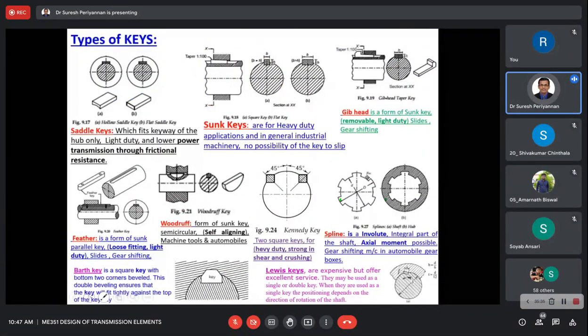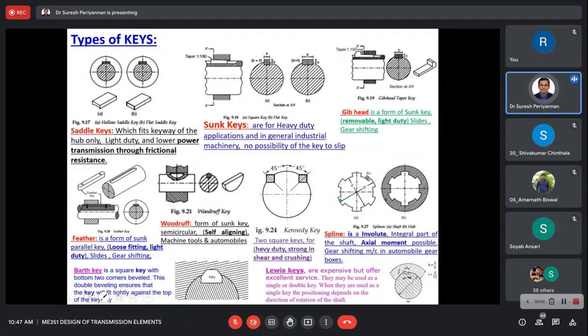Now we come to the different types of keys. First I tell you the different types, then we discuss one by one. There are 7 keys available. One is sunk keys. Second is saddle key. Third is tangent keys. Fourth is round keys. Fifth is square and flat keys. Sixth is Kennedy keys. And seventh is splines. Now, one by one, we will see that.